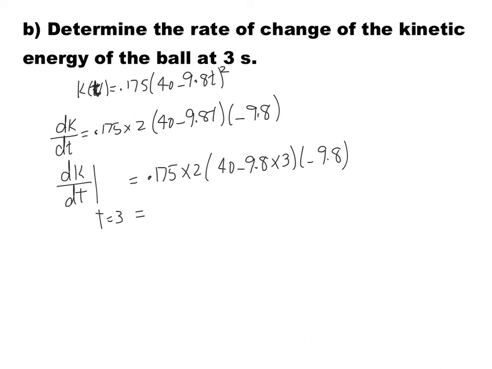If we evaluate this, we get negative 36.35 kilogram square meter divided by square second. And you can see that because it is negative, the rate of change is negative and the kinetic energy is decreasing.